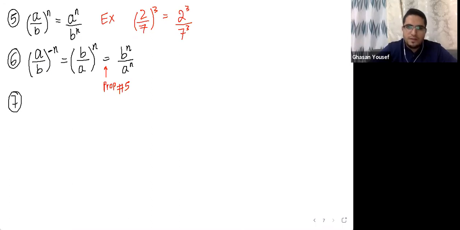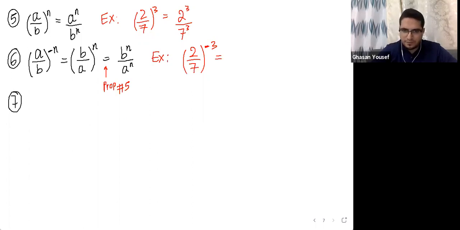Now, number 6 is, 7. I'm going to give an example here before we move on. The example says, if I have 2 over 7, everything to the power minus 3, we flip first. This is equal to 7 over 2, to the power 3. Then we distribute the power inside the parentheses. So that gives me 7 to the power 3 over 2 to the power 3. Make sense?